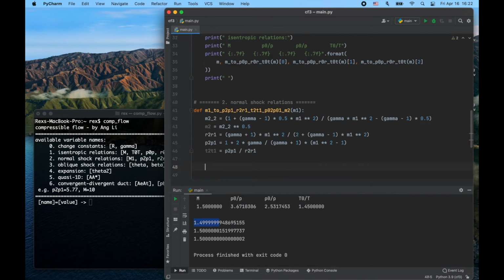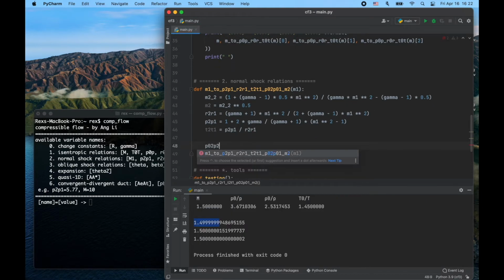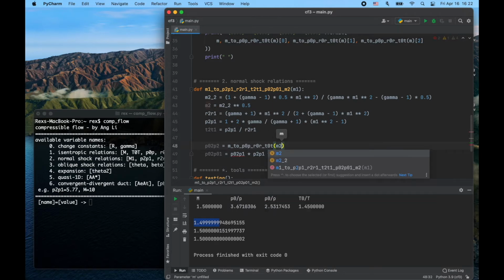So the last one, PO2/PO1, is kind of tricky because we will need some isentropic relations alongside the normal shock relation. So PO2/PO1 would equal PO2/P2 times P2/P1 times P1/PO1. But what is PO2/P2? It's the isentropic relation with the Mach number equal to M2. And we only take the first value, which is the pressure.